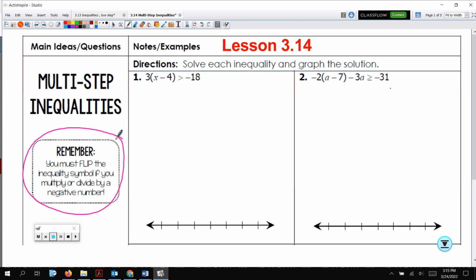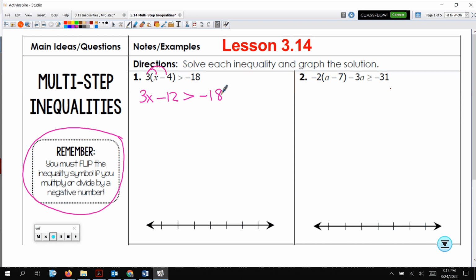Okay, so we're going to treat multi-step inequalities just like we would treat multi-step equations. If you see parentheses, you know you're going to distribute. Multiply 3 times x, it gives me 3x. 3 times negative 4 is negative 12. Bring everything else down. If you need to draw a line through the inequality to separate left side, right side, just do that. If you don't, then don't worry about it.